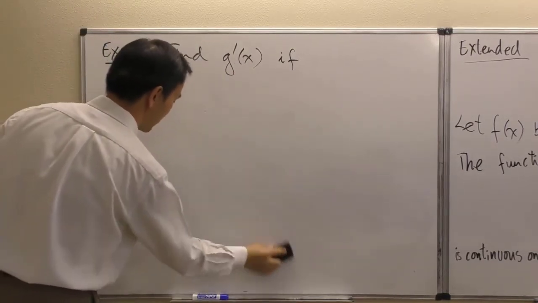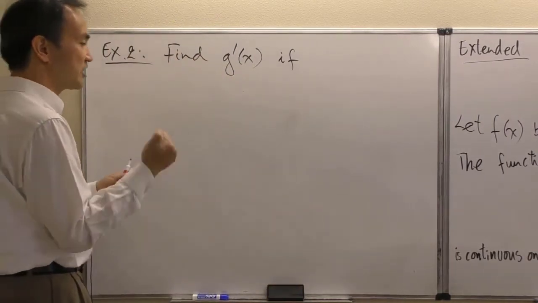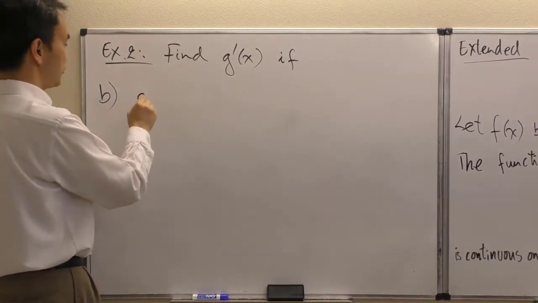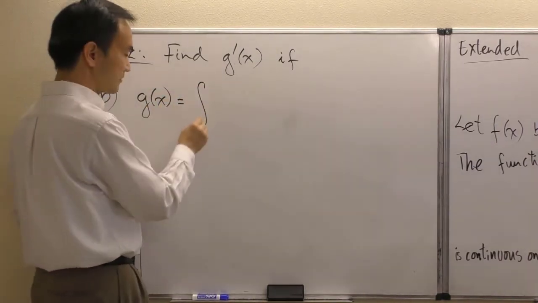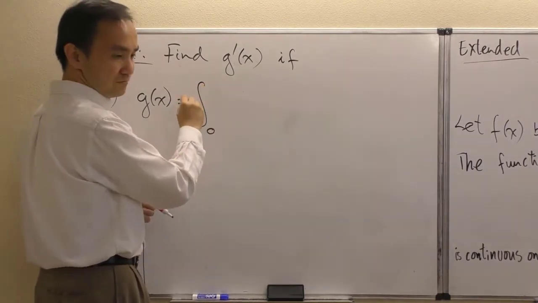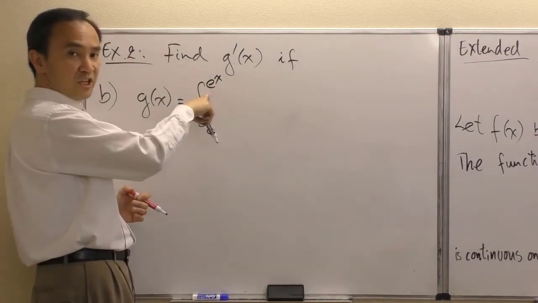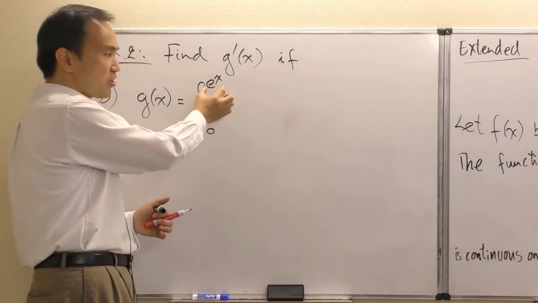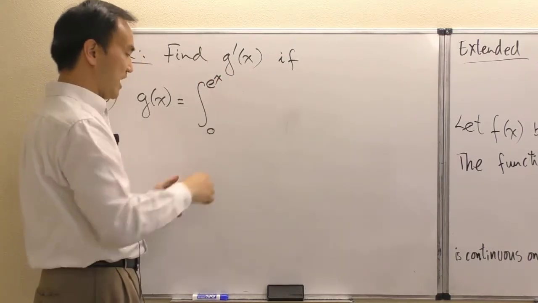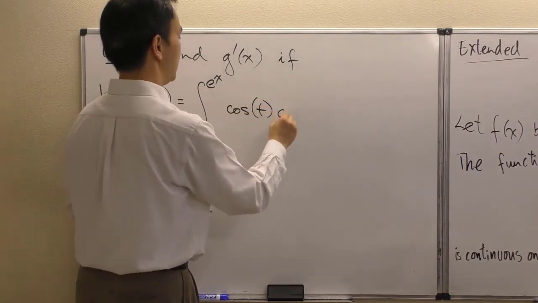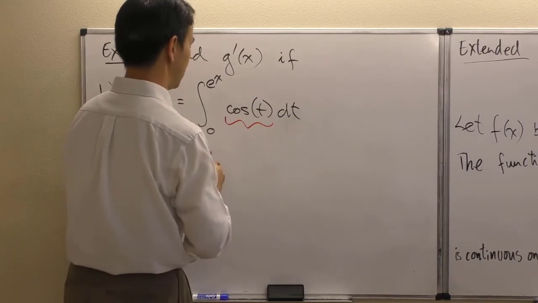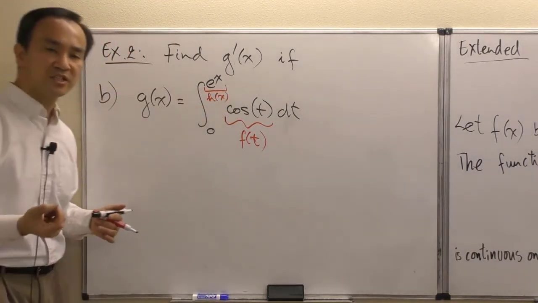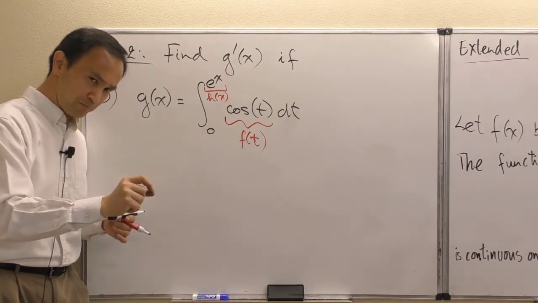Same kind of problem, which is why I'm putting it in the same example 2. But let's look at what happens if our function g is defined as follows, in part B of the example. g of x is the integral from 0 to e to the x. So it's not just a single variable, it's an output of an expression of x, e to the x. And our function here is cosine of t dt. We can think of this as our f of t, and this upper limit is some h of x, to make it consistent with the extended version of the Fundamental Theorem of Calculus, part 1.